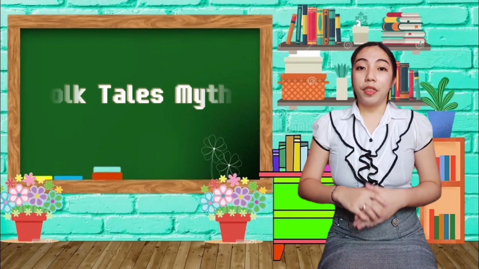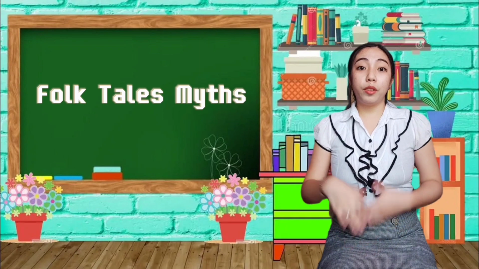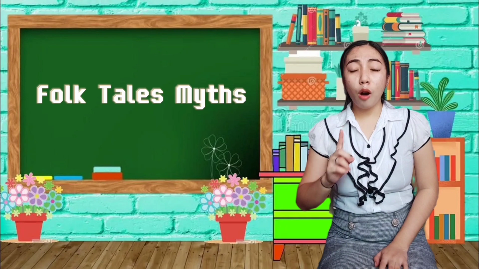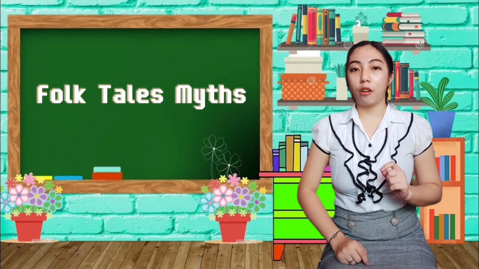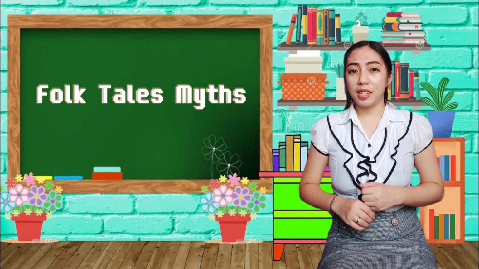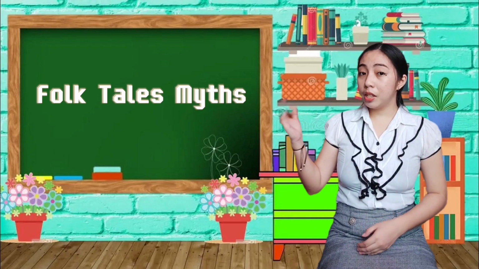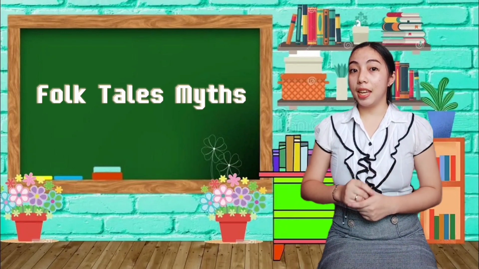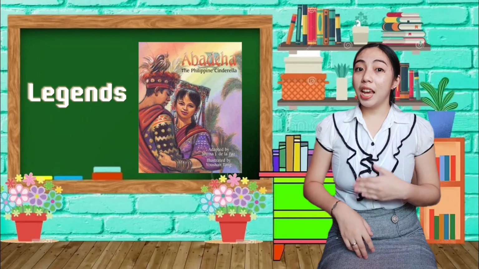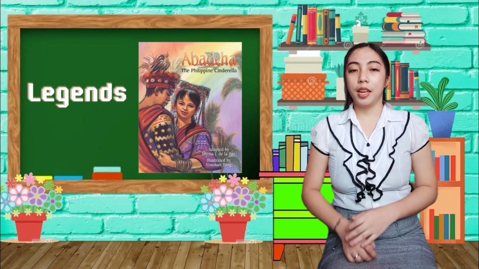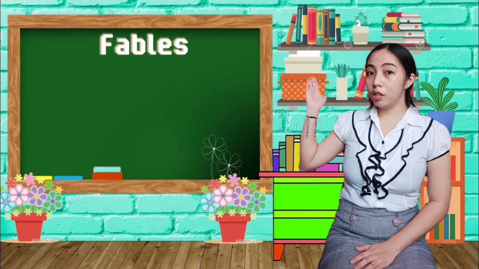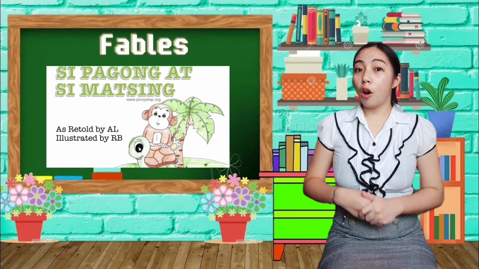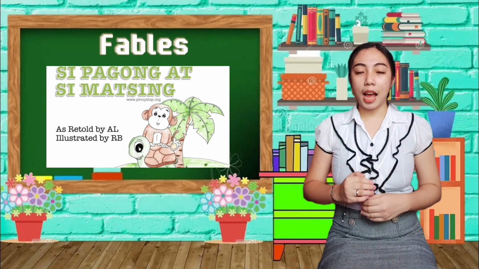So next is the folktales and myths. These explain how the world was created, how certain animals possess certain characteristics, why some places have waterfalls, volcanoes, mountains, flora, and fauna. And then next is legends. They explain the origin of things. And then next is the fables. A fable is a short tale to teach a moral lesson, and it often uses animal characters and allegory.